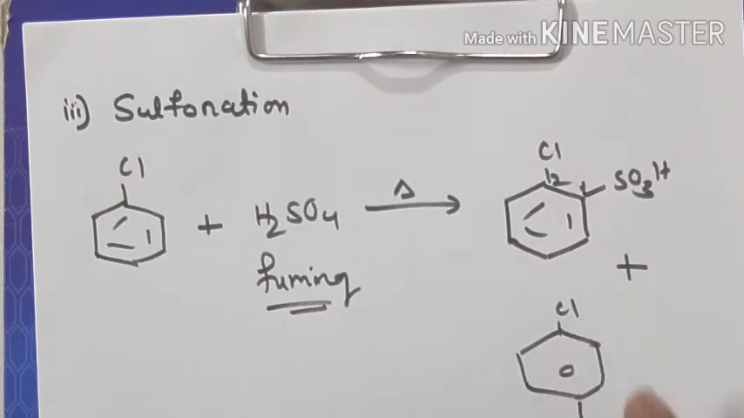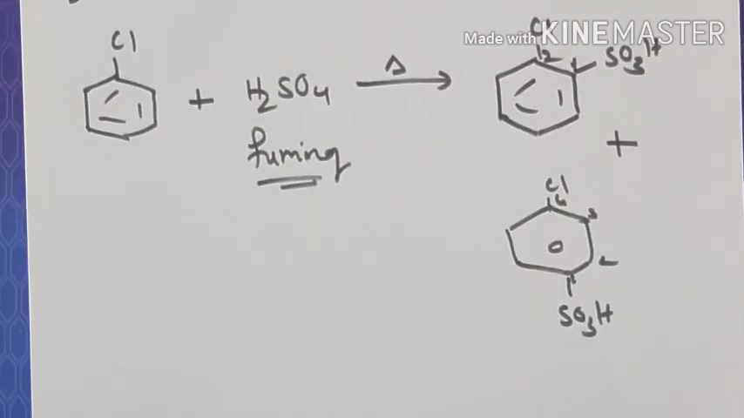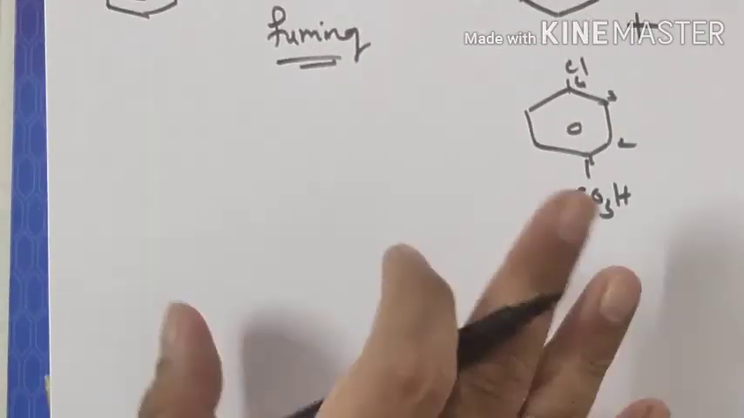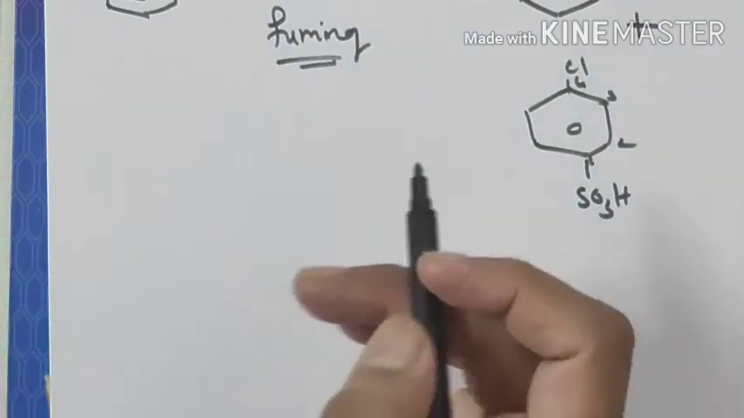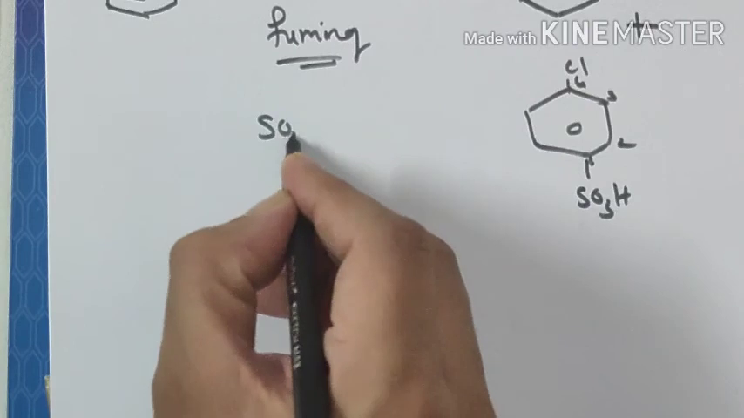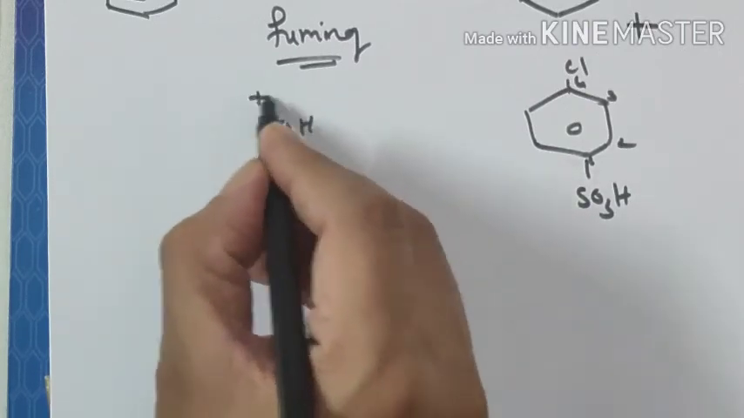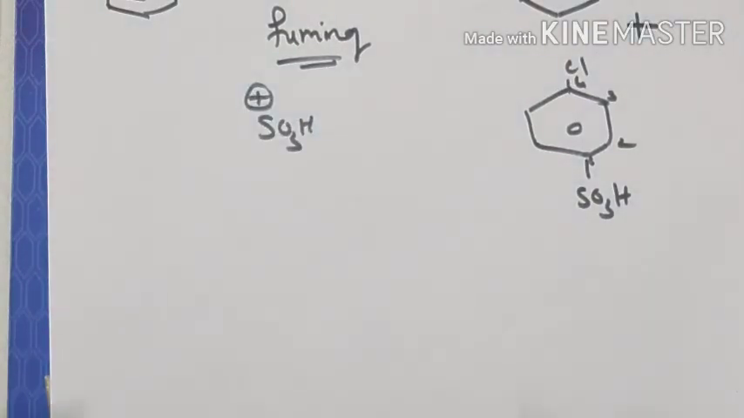So 1, 2, 3, 4, right? 4-chlorobenzene sulfonic acid. What will be the name? 4-chlorobenzene sulfonic acid. I hope this is clear, student. Now again the question comes, how is this SO3H plus generated? Right, that is very simple, student.